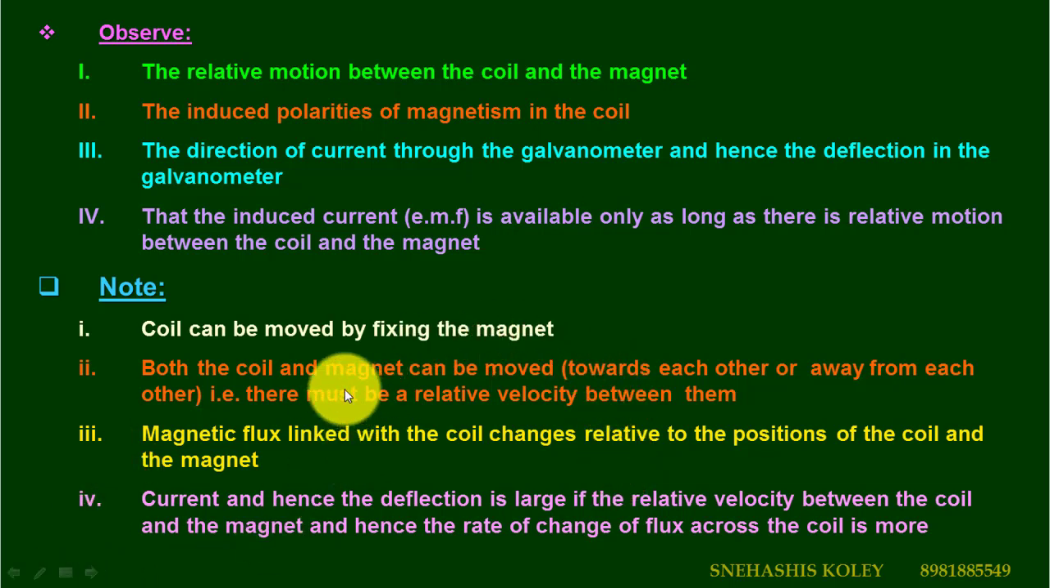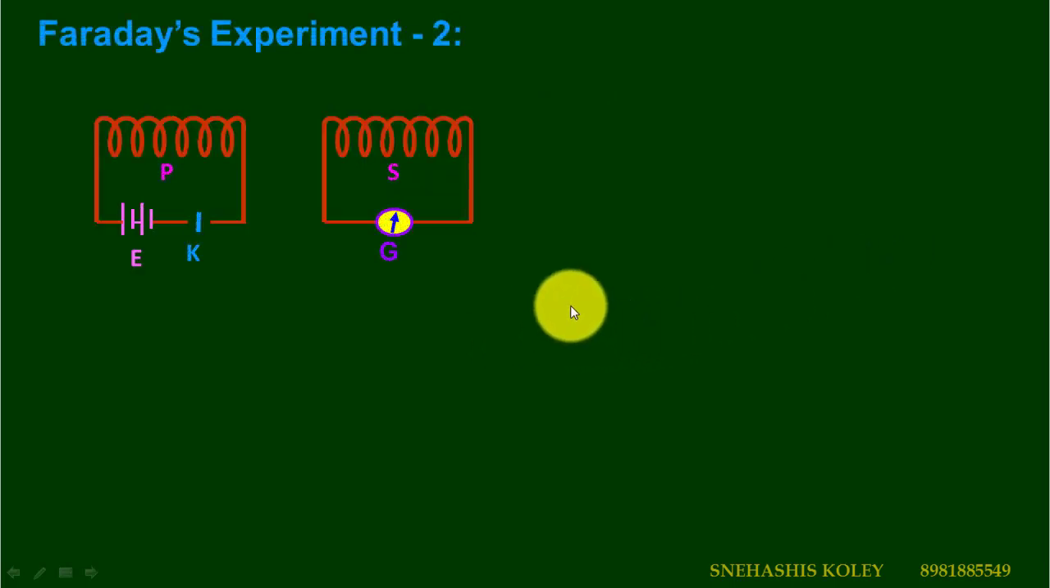So in this experiment we see that when there is a relative motion it will produce a current. Experiment number 2.